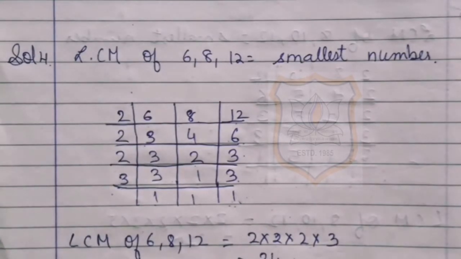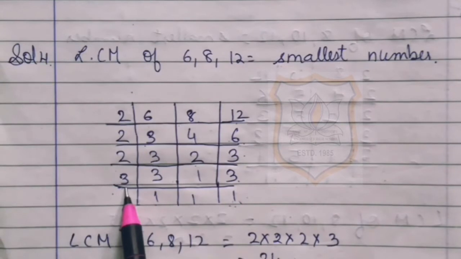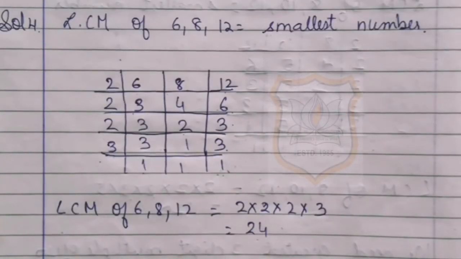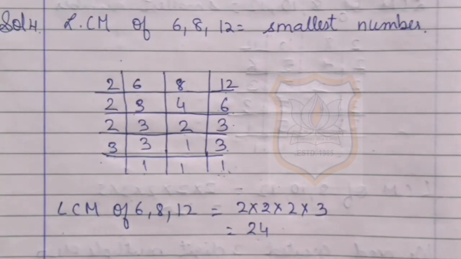Now to find the LCM we have to multiply all these prime factors. LCM of 6, 8, 12 is equal to 2 multiplied by 2 multiplied by 2 multiplied by 3. By multiplying these numbers we will get 24. 2 2s are 4, 4 2s are 8, 8 3s are 24.